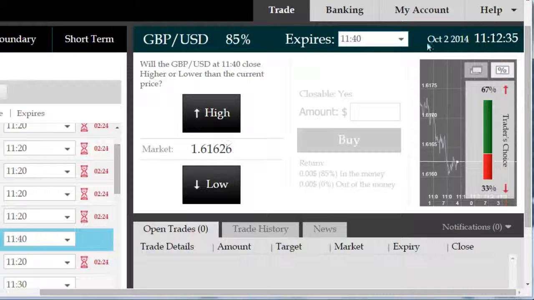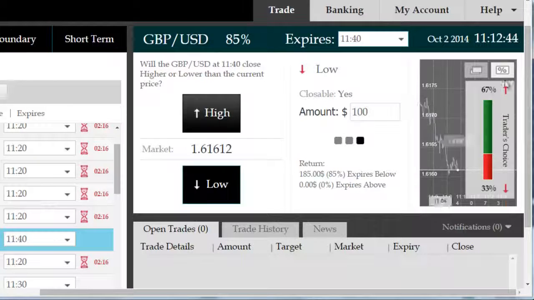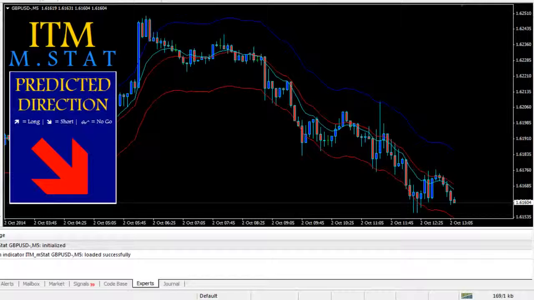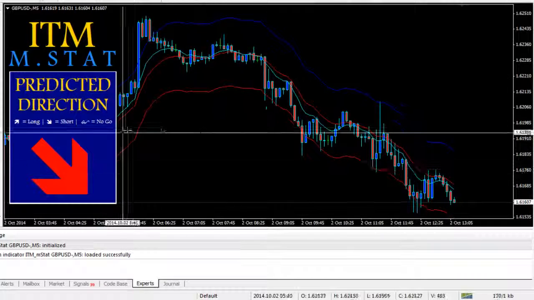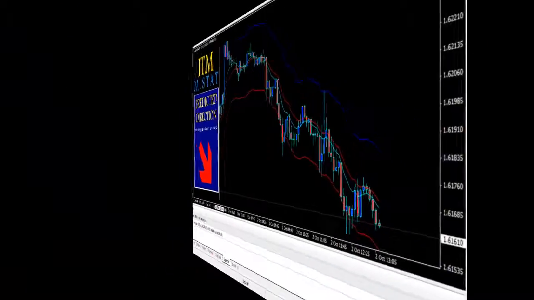Let's use a 30-minute expiry here for the GBP USD. Select low and enter $100 in for this trade and click buy for the investment. ITM M.stat is designed to be a multi-time frame indicator along with some proprietary algorithmic logic that enables selection of entries and therefore the display of the arrow for short side or long side. We'll come back to you shortly with the results when they happen.